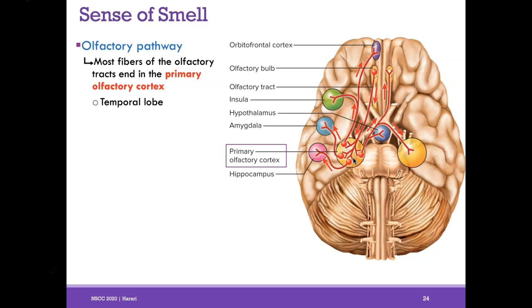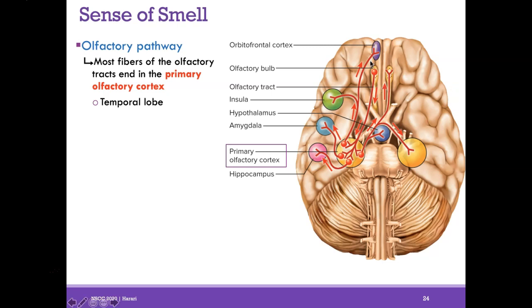Two of these important destinations are the insula, which is that hidden lobe of the cerebral cortex, and also the orbitofrontal cortex. And the orbitofrontal cortex is where we identify what the odor is, and it also helps receive input from our tongue, from taste. So the orbitofrontal cortex can combine taste and smell to give us an overall perception of flavor.